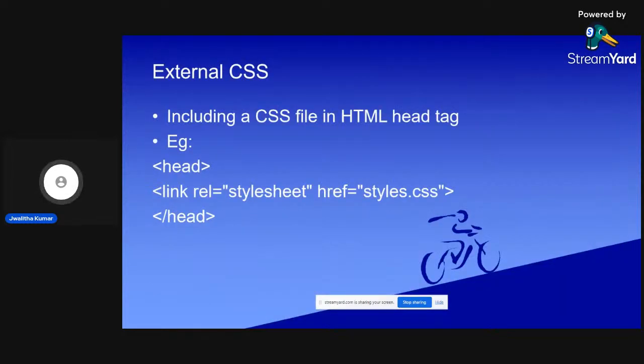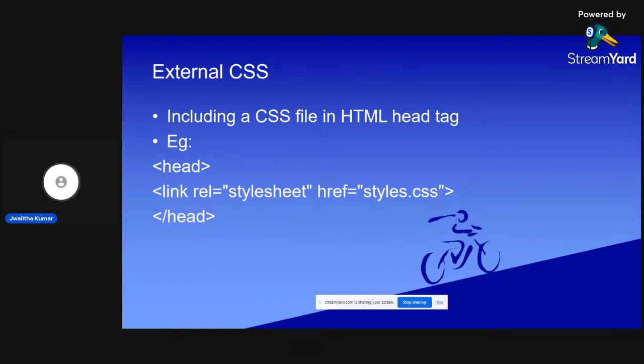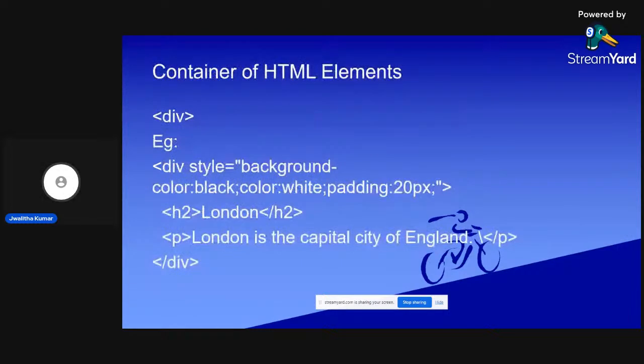Okay, so I will show a demo, obviously you will get it more clearly. So this is called an external CSS. External CSS simply means including a CSS file inside your HTML file. Where you include that, please note that you will be including this CSS file inside your head tag, the head tag of HTML. Got it. I hope you got it.